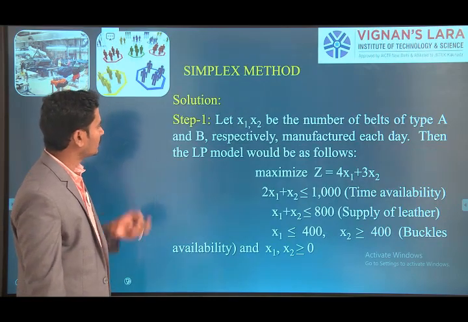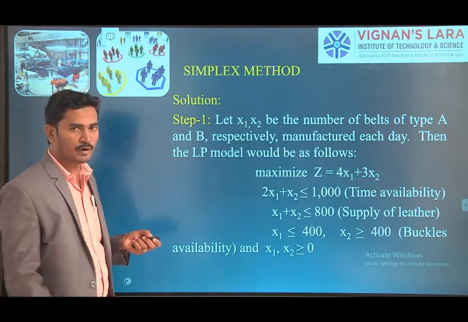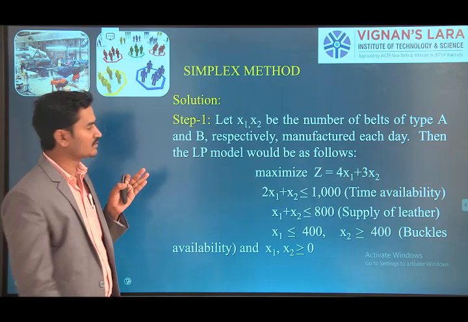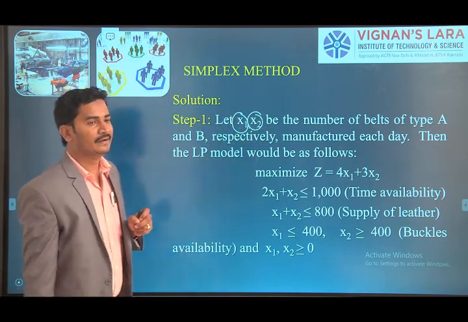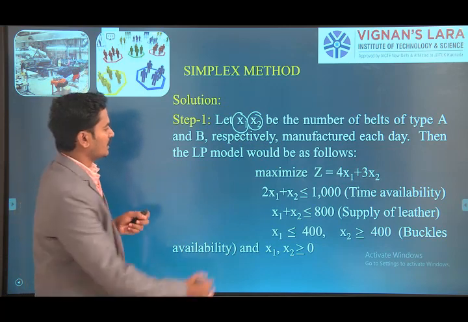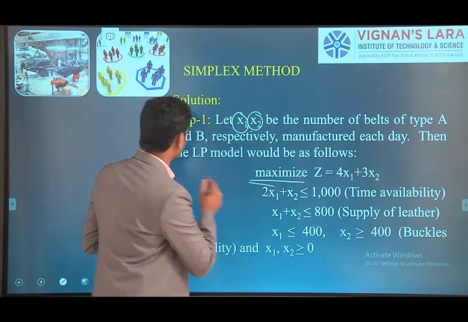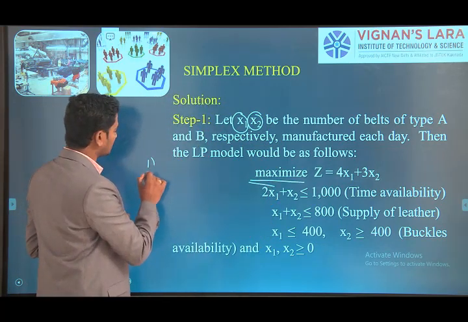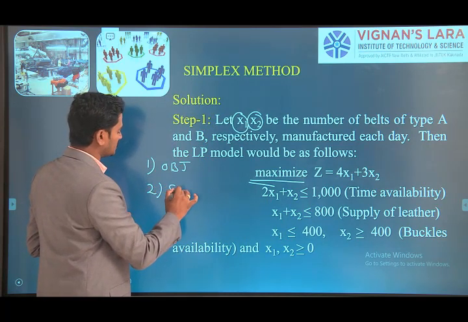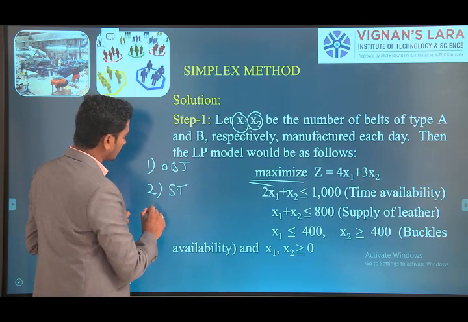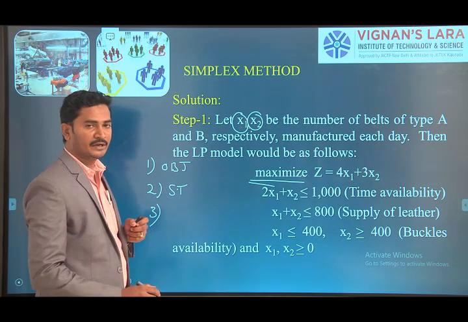Okay, coming to the solution. Here we have two products. Let us assume those two products are x1 and x2. These two are the decision variables. Let's come to the objective function. What is the structure of an LPP? First is the objective function, then the second one is the subject constraints, then the third one is the non-negativity constraints.